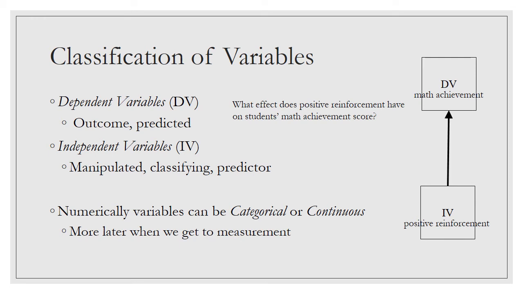Another distinction I'll draw here, since I bring up the categorization issue, is that numerical variables can be categorical or continuous. We're going to talk a lot more about this later in measurement topics, about things like qualitative and quantitative variables, and categorical and continuous measures.